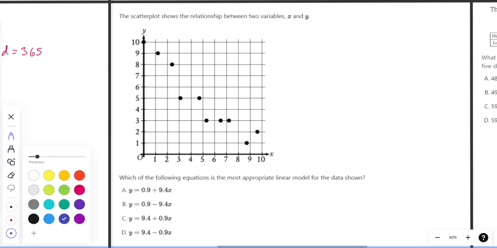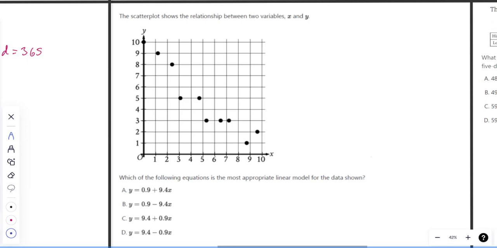Scatterplots, I mean, scatterplots can't be too bad, right? When you're dealing with a scatter plot, it's almost like you're dealing with a line. Here, let me show you how I would do it. I would just draw a line that kind of goes through most of the data, like this. And then based on that line, you could approximate the slope and a y-intercept, because we're just trying to find an appropriate linear model for the data.